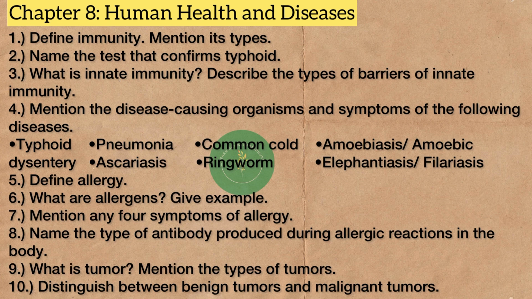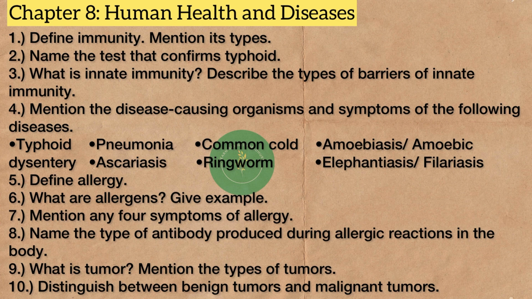Chapter number 8, human health and diseases. Very important chapter once again. Focus on terms like define immunity, mention its types, innate immunity, describe the types of barriers of innate immunity, name the test that confirms typhoid. This question is very important.